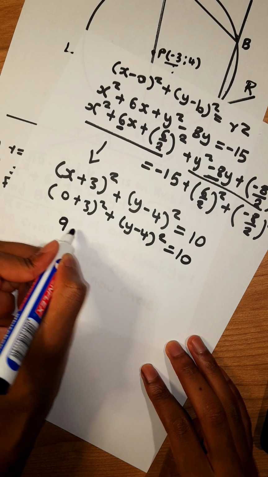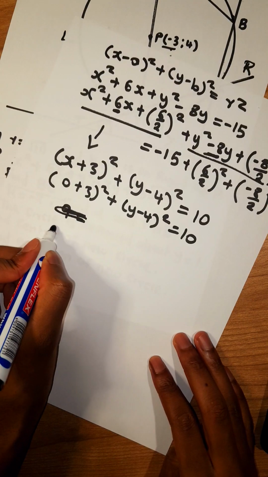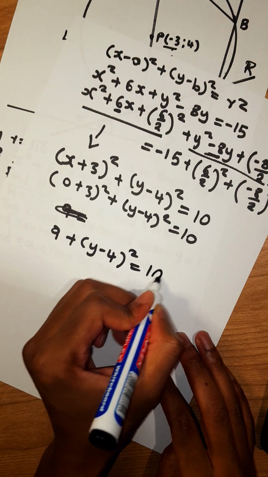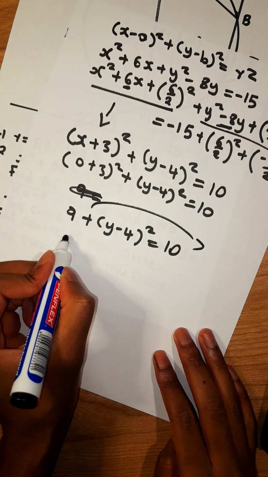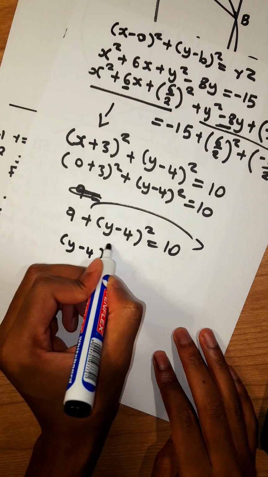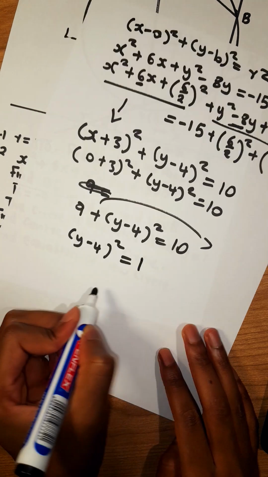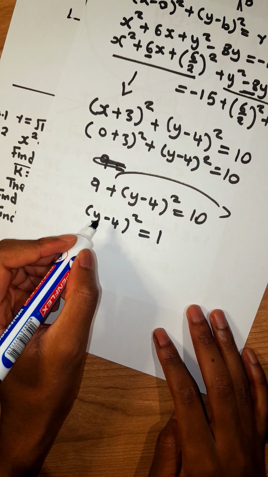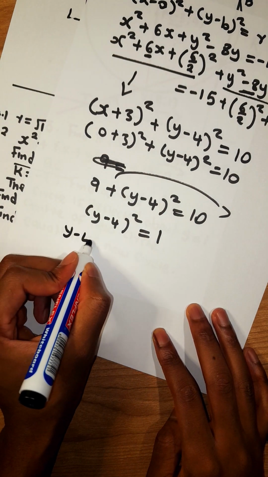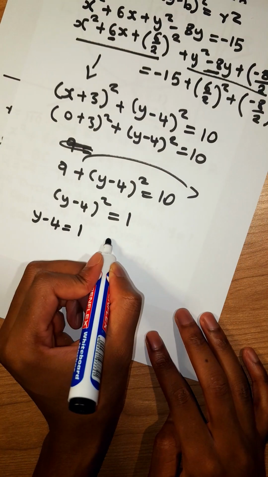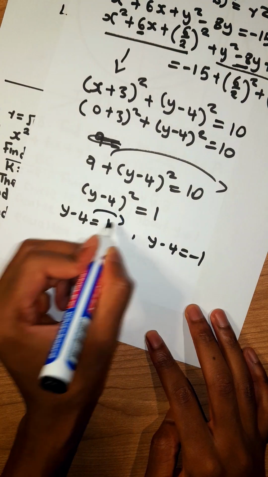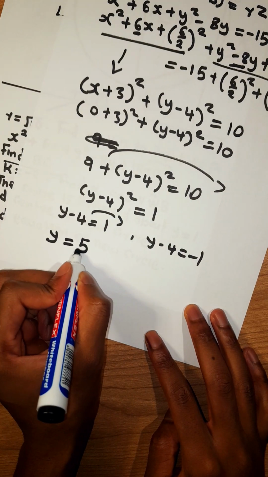So 3 squared is just going to be 9. We're going to have 9 plus (y minus 4) squared equals 10. If you take this 9 to the other side, you're just going to have (y minus 4) squared equals 1. So we get what we got in the previous video, but this time we're using the value of y. If we put the square root on both sides, we find that y minus 4 equals positive 1, and y minus 4 equals minus 1. So if you take this 4 to the other side, you find that my y is going to equal 5.